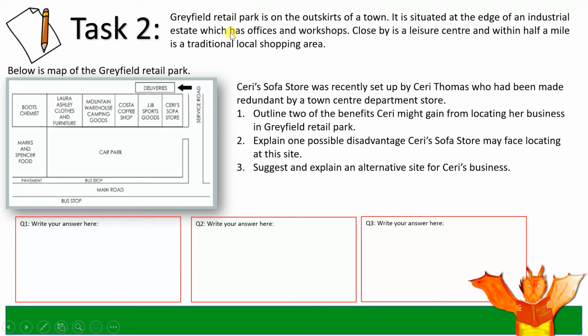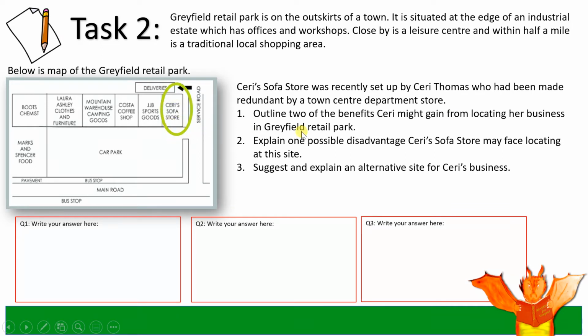Task 2, now this is a case study. Greyfield Retail Park is on the outskirts of a town. It is situated at the edge of an industrial estate which has offices and workshops. Close by is a leisure centre, and within half a mile is a traditional local shopping area. On the left is the map of Greyfield Retail Park. Kerry's sofa store was recently set up by Kerry Thomas, who had been made redundant by a town centre department store.